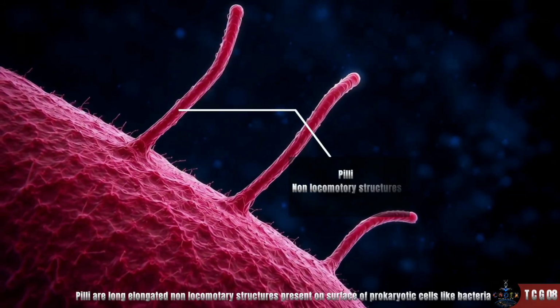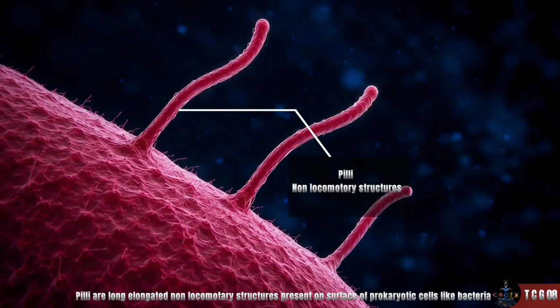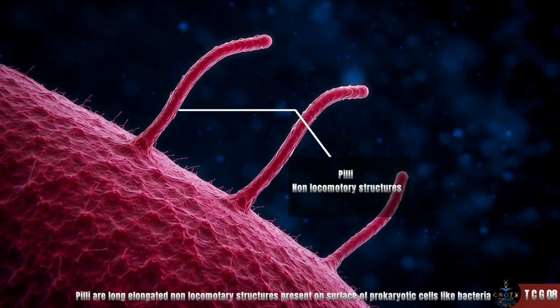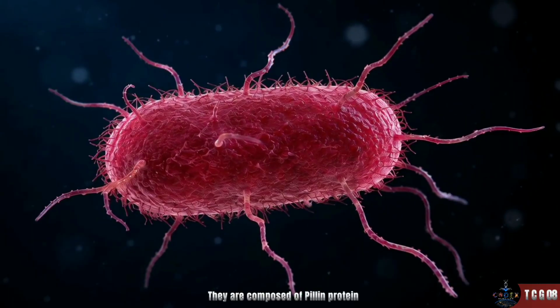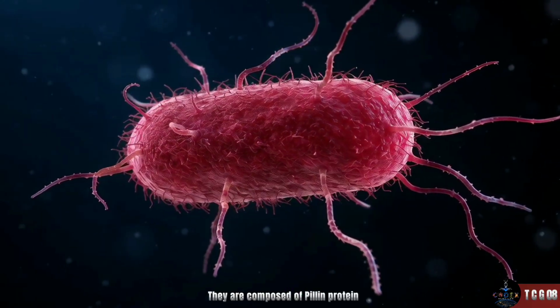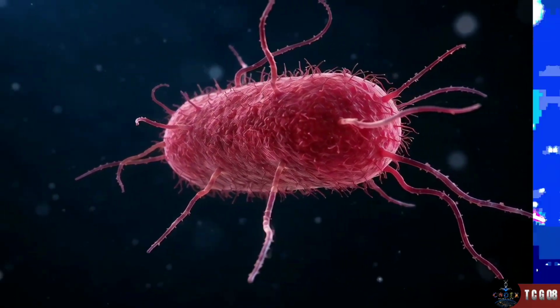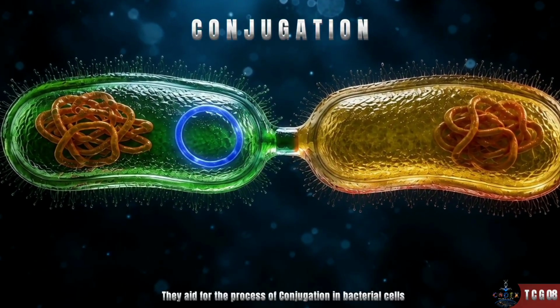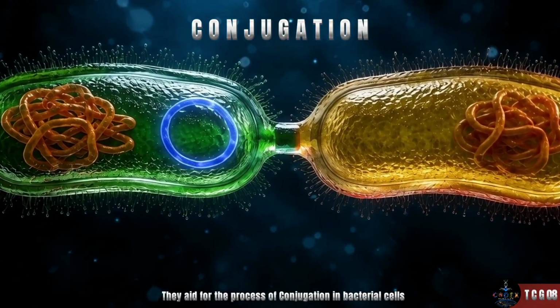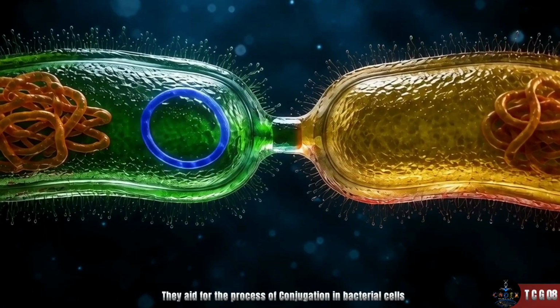Pili are long tubular, elongated, non-locomotory structures present on the surface of prokaryotic cells like bacteria. They are composed of pilin protein. In prokaryotic cells like bacteria, these structures aid for the process of conjugation in the bacterial cells.